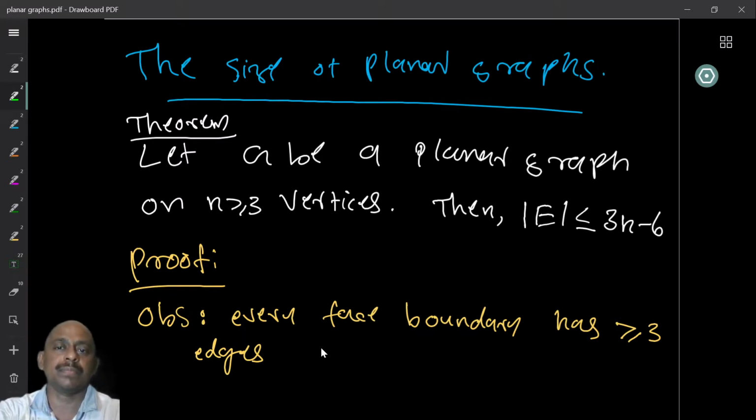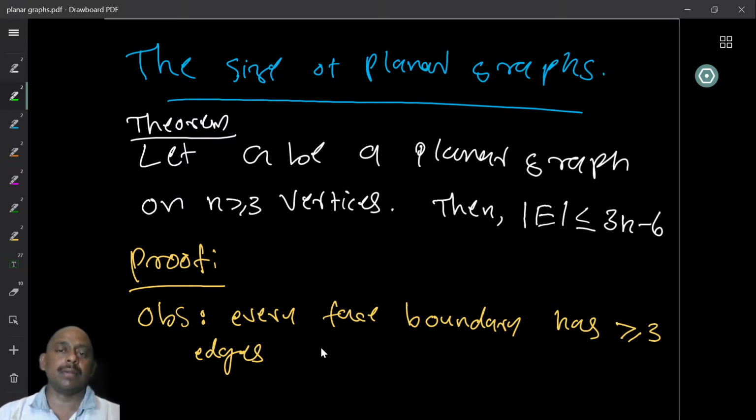Now, using this Euler identity, we can prove several interesting results. It's a very powerful tool actually. And what we are going to do with this, first is to prove that the planar graphs cannot have too many edges.